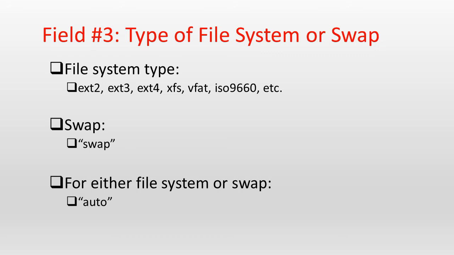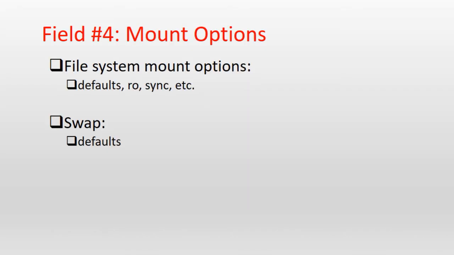There is another type called auto that we can use instead. This type will allow the file system and the swap commands to automatically determine the type. Field number 4 identifies one or more comma-separated options to be used when mounting the file system or activating the swap. Explicit options such as read-write, read-only, and so on may be used. However, in most cases, you'll find the option defaults in this field, which includes several common options.